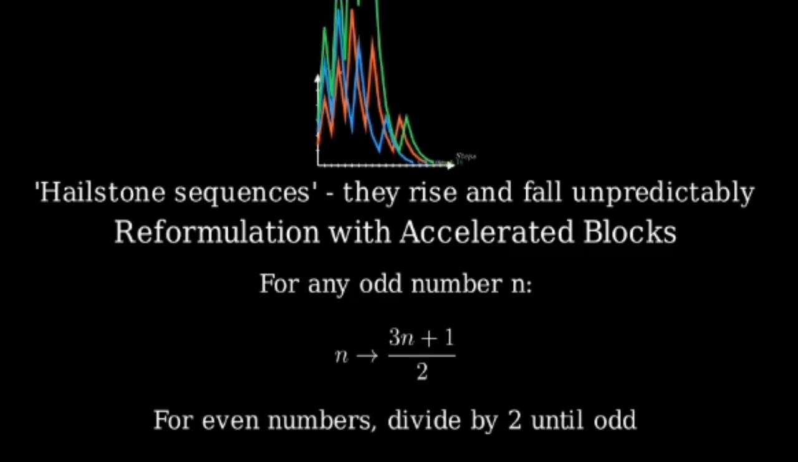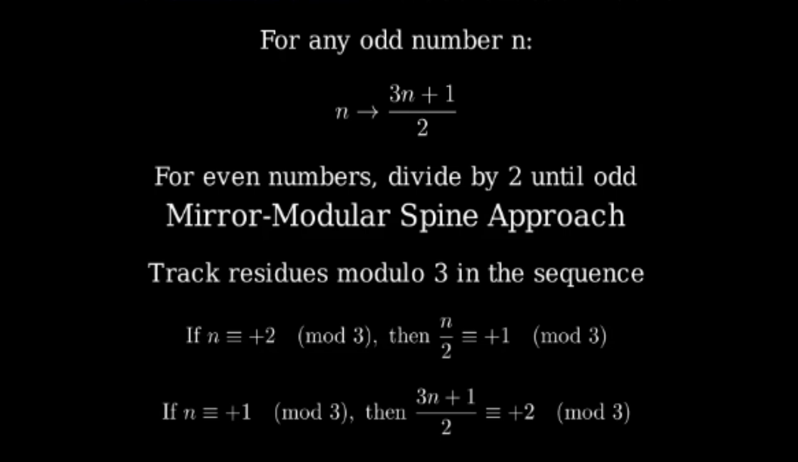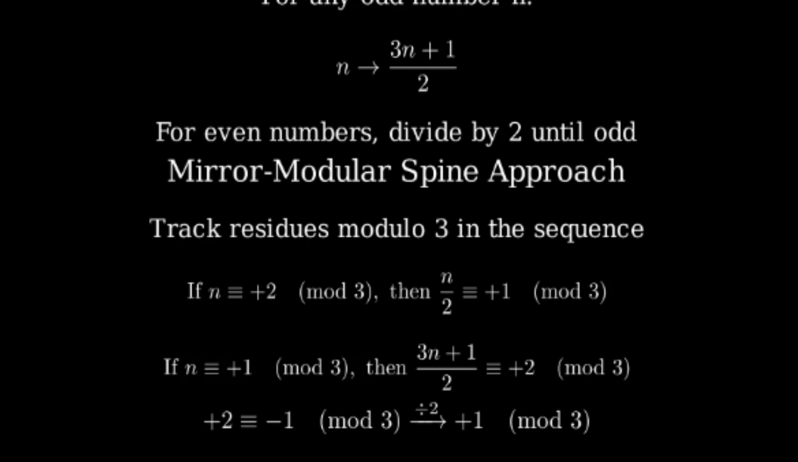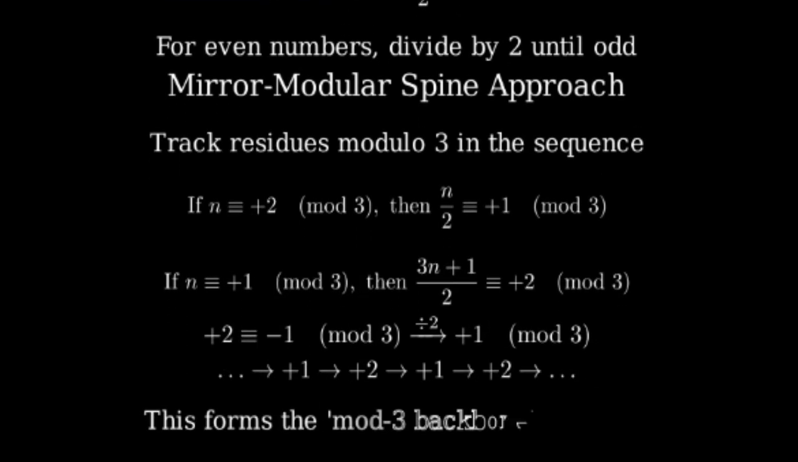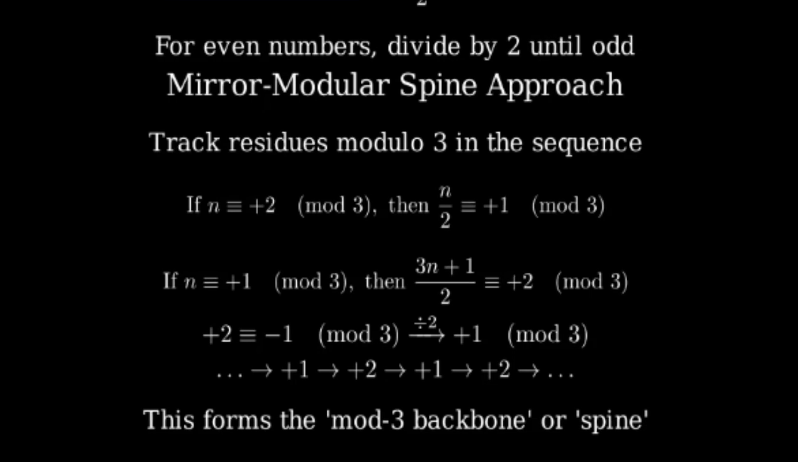The key innovation in the paper is what's called a mirror-modular spine approach. By tracking residues modulo 3, the author discovers an interesting pattern. Every rise in the sequence ends with a residue of plus 2, which is congruent to negative 1 modulo 3. Then, after the first division by 2, this flips to a residue of plus 1 modulo 3. This creates an alternating pattern between plus 1 and plus 2, forming what the paper calls the mod 3 backbone, or spine of the sequence.